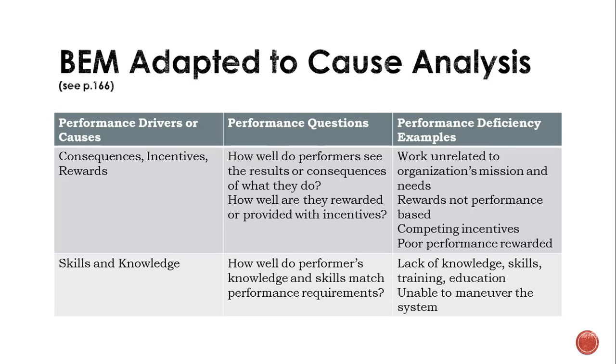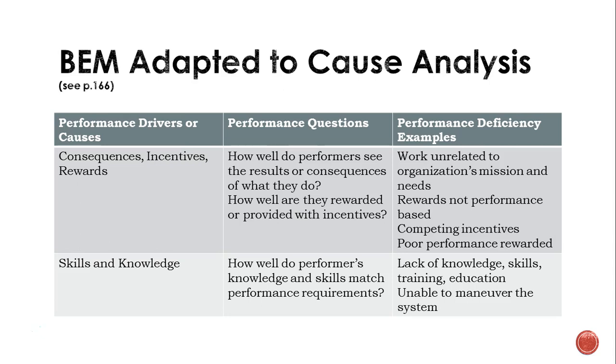So thinking about some of those consequences, incentives, and rewards, and some of the questions that you'll need to ask yourself: how well do performers see the results or consequences of what they do? So are those underperforming stores, is there anything happening to them because of what they're doing? Even those higher performing stores, anything that they're receiving as far as rewards or incentives for having a higher performing store. And thinking through these answers, again, will help you understand the why behind some of the performance. And you can even see some of the deficiencies that it may even reveal.